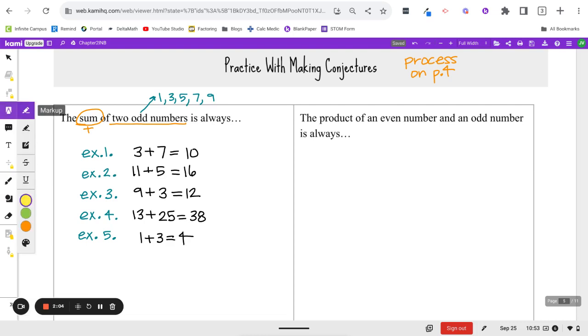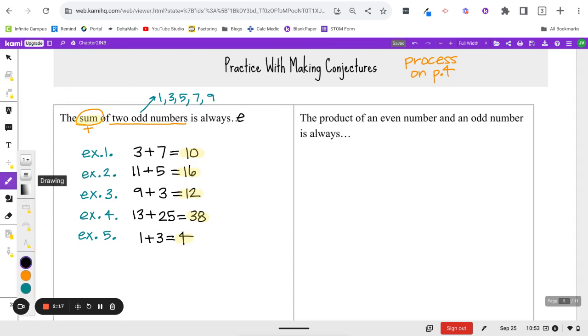And now I have to look at the sum for each of these. What's the pattern that we're noticing? Well, the pattern that we're hopefully noticing is that it's always even. Each of these numbers is even. Remember, even numbers end in 2, 4, 6, 8, or 0, and they're nicely divisible by 2. Okay?